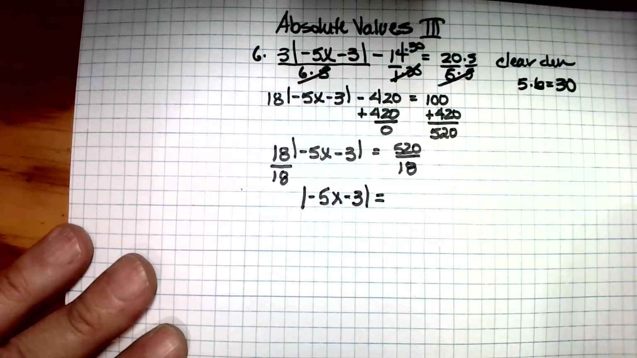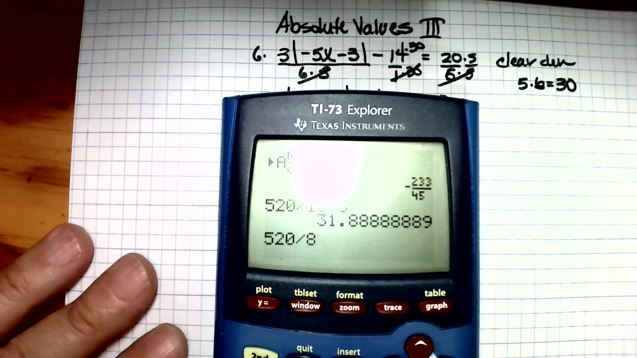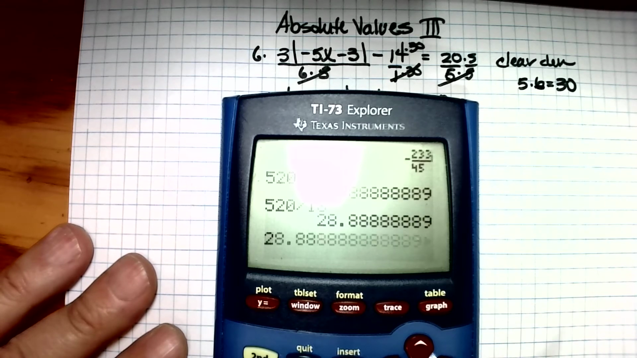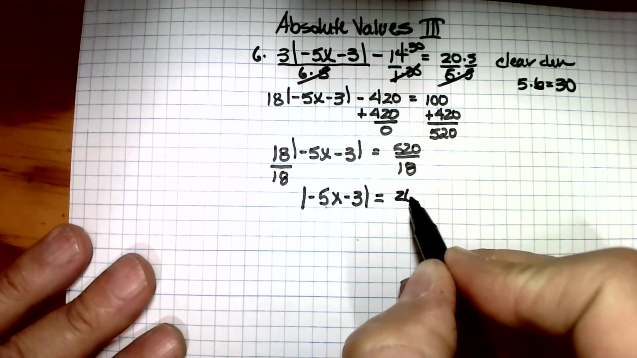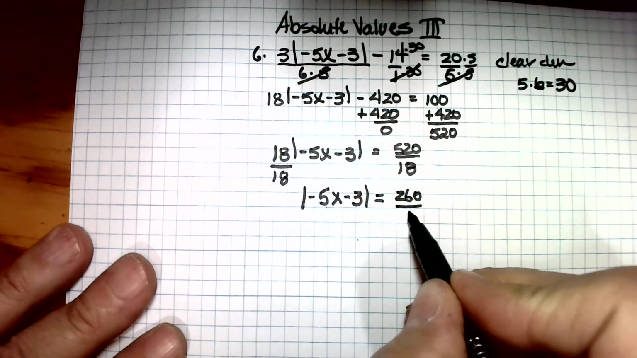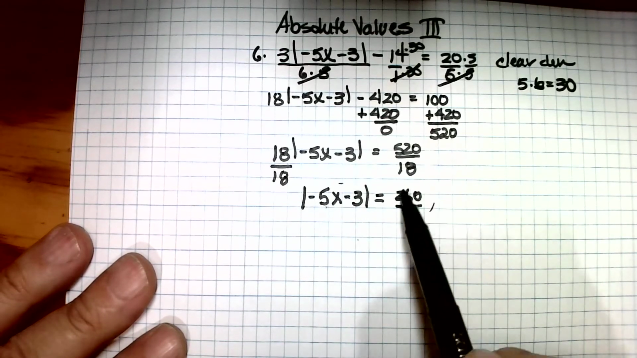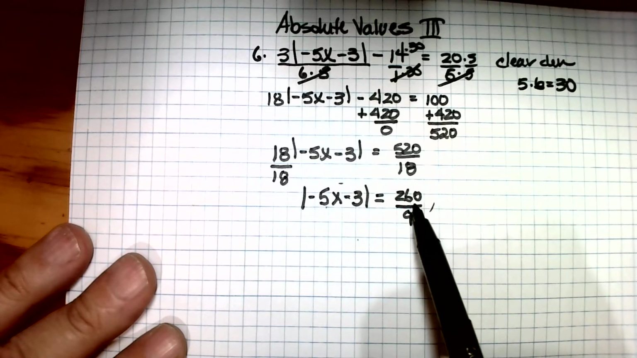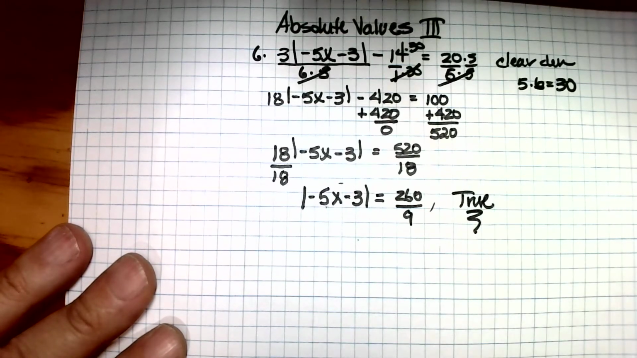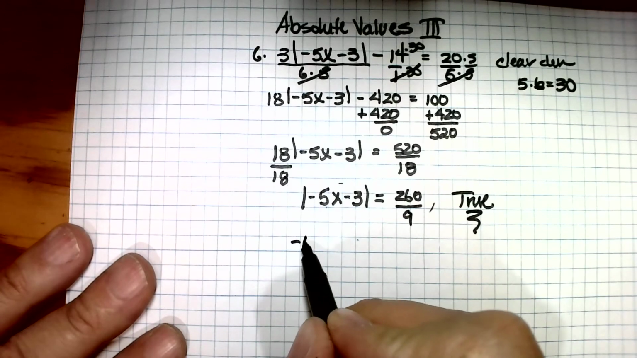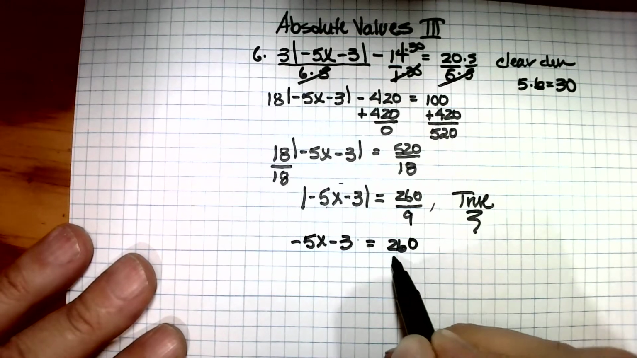Let's see here. I'm going to take my calculator and find out what this number is here. 520 divided by 18. That gives me 260 divided by 9. Okay, now because this is positive, the absolute value can always equal a positive number, but it can't equal a negative number. So because this right hand side is positive, I know my solutions are not going to be extraneous. They're going to be true solutions. So I'm going to go ahead and drop my absolute value, and I'll finish solving: 5x minus 3 equals 260 divided by 9.